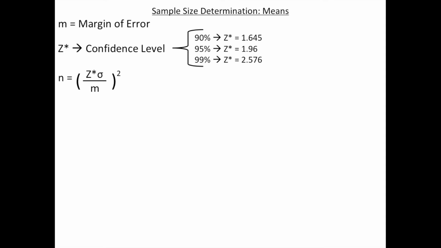And our new formula for sample size is given as the z-star times your population standard deviation divided by your margin of error, all squared.